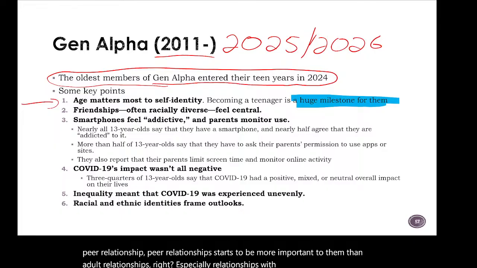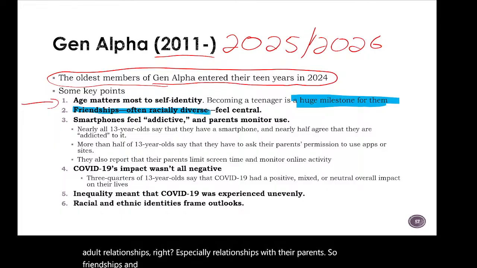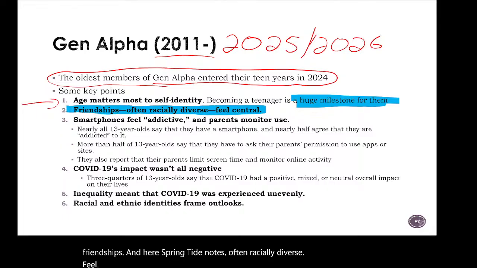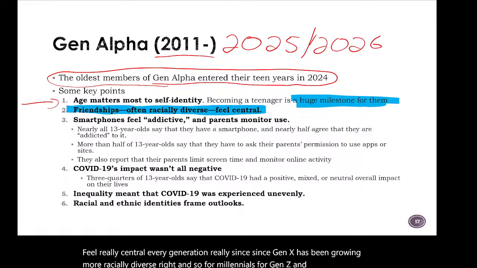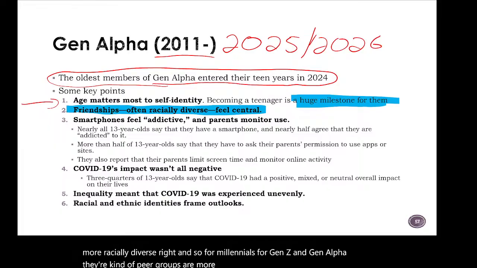So friendships, and here Springtide notes, often racially diverse, feel really central. Every generation since Gen X has been growing more racially diverse. And so, for millennials, for Gen Z and Gen Alpha, their peer groups are more and more racially diverse.